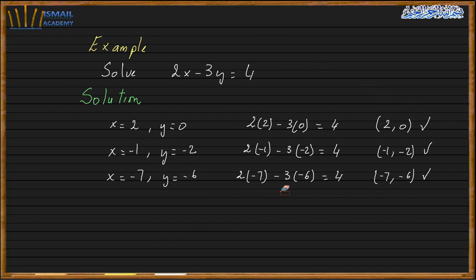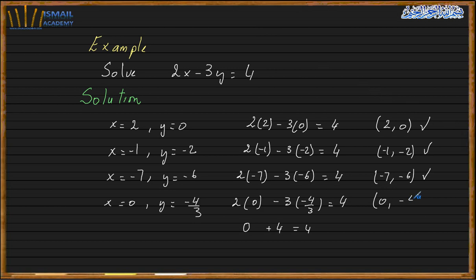You see? I can pick another one. For example, if I pick x equals 0 and y equals minus 4 thirds, I have 2 times 0 minus 3 times minus 4 thirds. Is it equal to 4? This is 0. Minus minus is positive, so we have 3 here and 3 here, and they cancel out. What is left is 4. So again, (0, minus 4 thirds) is a solution.